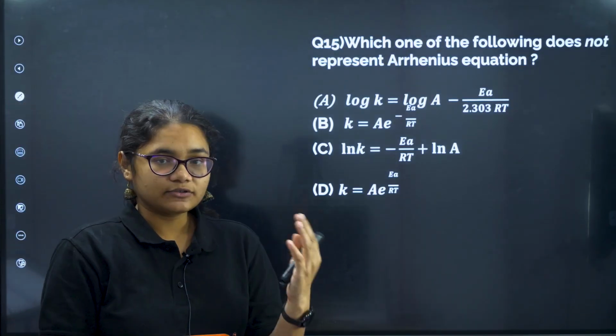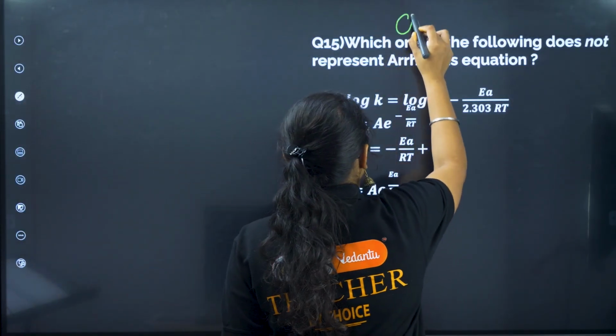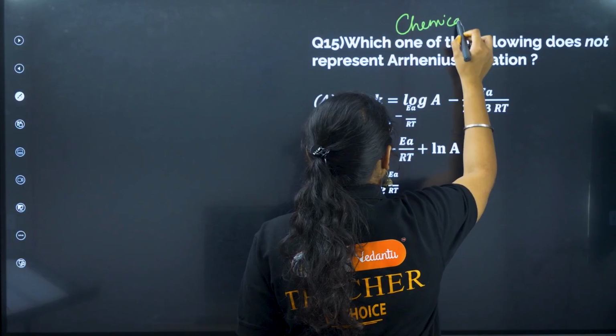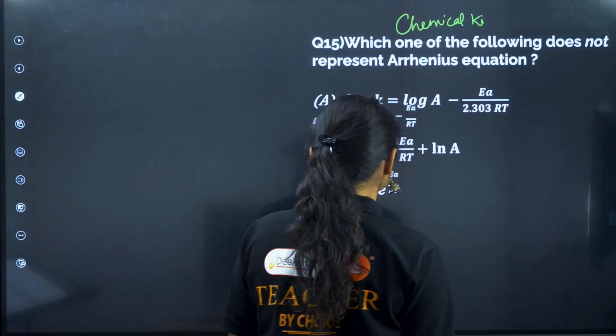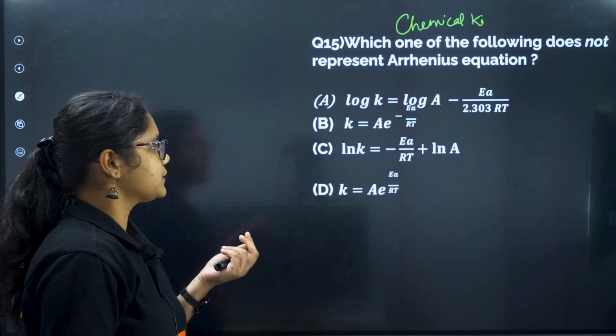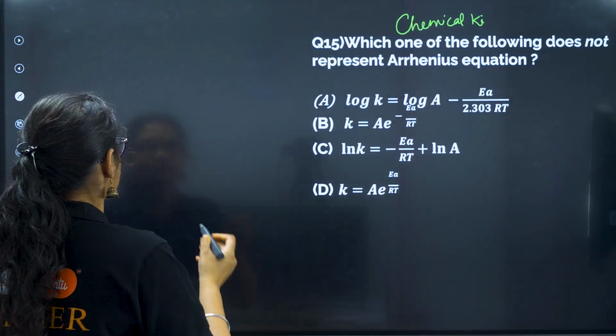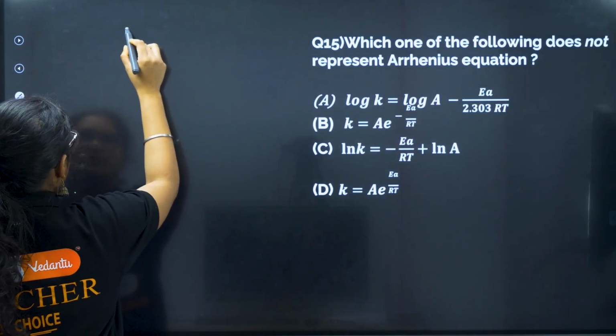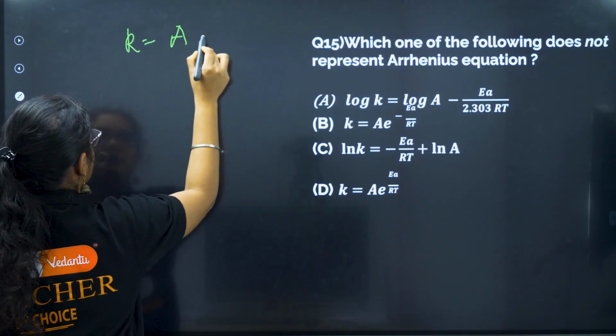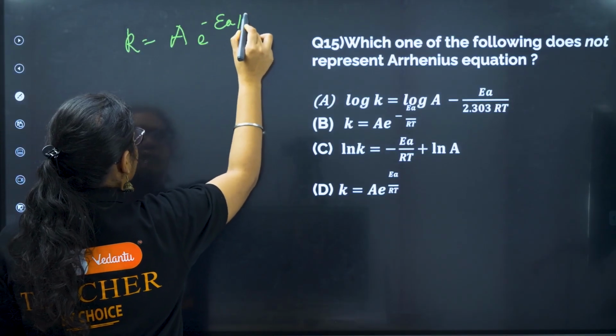Okay. Next question is also from chemical kinetics. So you can see we have got 3 questions from all the important topics here. First is Arrhenius equation. Which of the equations can be written in the form of Arrhenius equation? So if you know, Arrhenius equation is K is equal to A into e to the power of minus EA by RT, right?